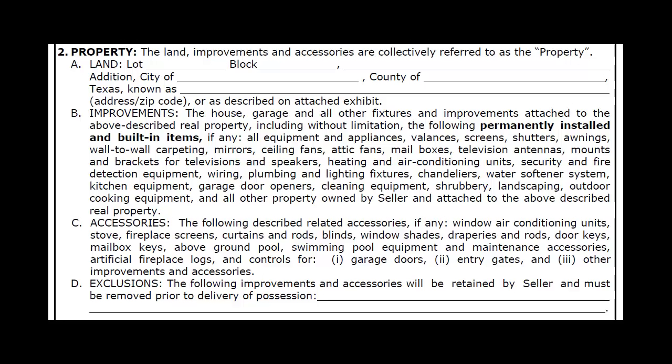Another reason why is because TREC promulgated an addendum specifically to allow the seller to retain the mineral rights. And so whenever TREC does that, unless a party to the contract specifically mandates that we don't use those, then we need to use that addendum that's specifically for that purpose.